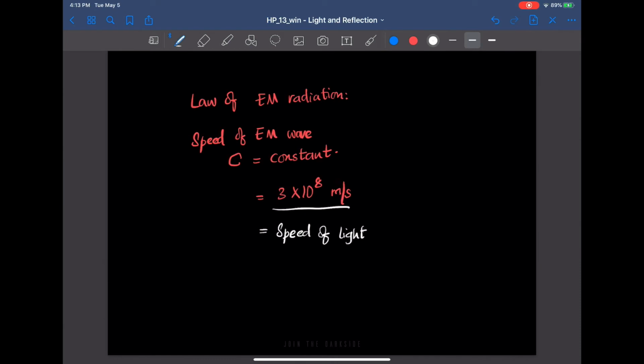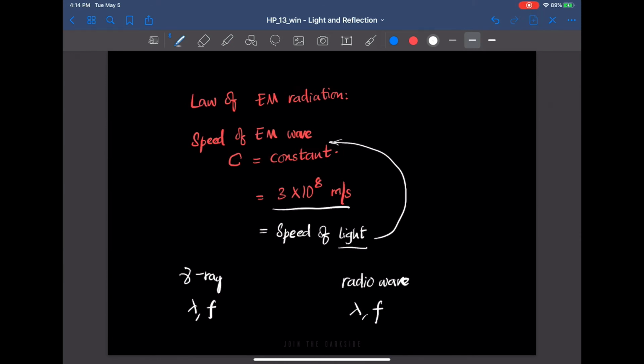The reason it is that value is because light is also a form of electromagnetic radiation, so their speed is always constant, whichever light it is. Which means that a gamma ray has the same speed as a radio wave. But what differentiates a gamma ray and a radio wave is their frequency and their wavelength.